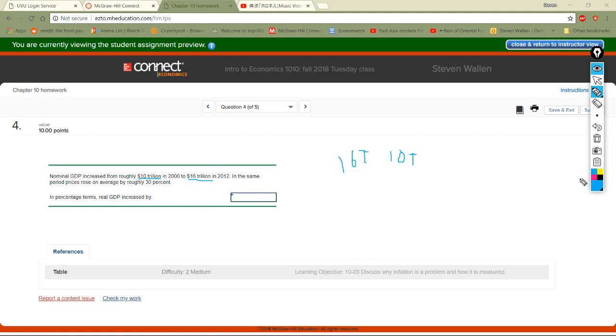Also, we're seeing that there was a 30% rise. So when we get our percentage points, we're going to have to minus 30% out of whatever we get to account for this inflation over here. Because if they're saying prices rose, that's another thing that just says inflation. So at the end, whenever we figure out here, we're going to have to minus 30% from it. All right, so let's go ahead. Let's do the math.